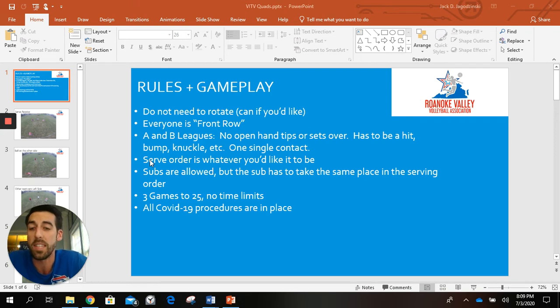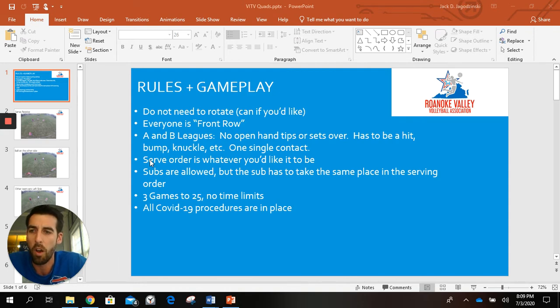Games are going to be at 6 p.m. and you're going to play 3 games to 25, win by 2. There's no time limit. And even if you play a little bit over an hour, that's no problem. It's just going to be great to get out there. And with a shortened season, we figured we wouldn't limit games if we didn't have to.